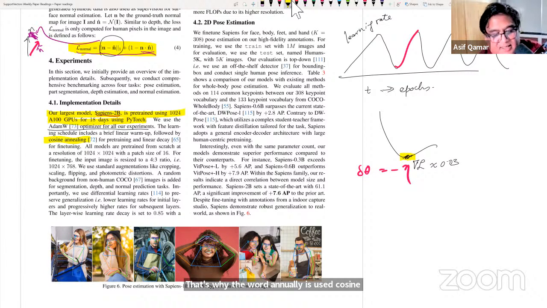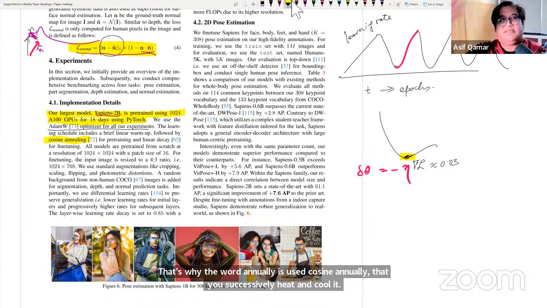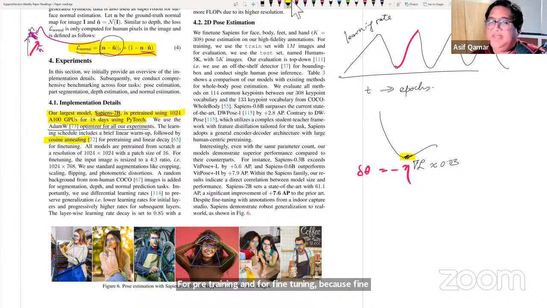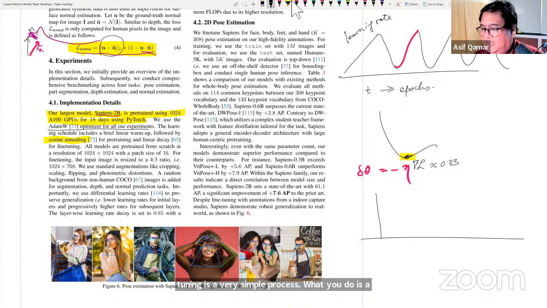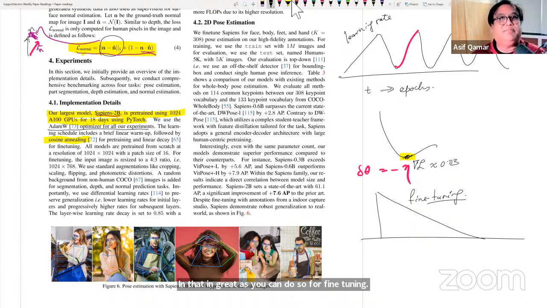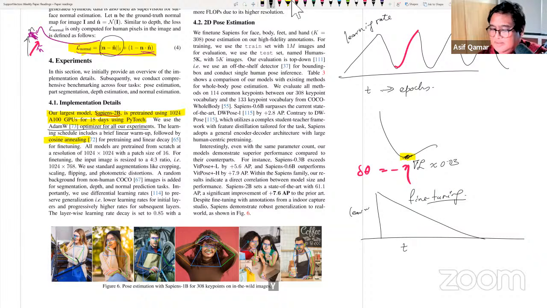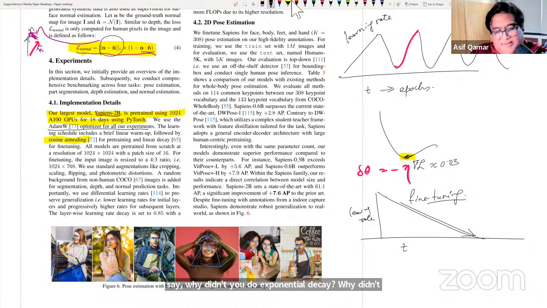Right? That's for pre-training. And for fine-tuning, because fine-tuning is a very simple process, what you do is a linear decay. That is about as simple a learning rate schedule as you can do. So take a linear, this is the learning rate, and just linearly decrease it down, right? And it turns out that that is good enough. Now you can say, why didn't you do exponential decay? Why didn't you do stepwise learning rate, et cetera? Perhaps they could have used those, but their empirical judgment must have been that linear decay works just fine for that simple task of fine-tuning.